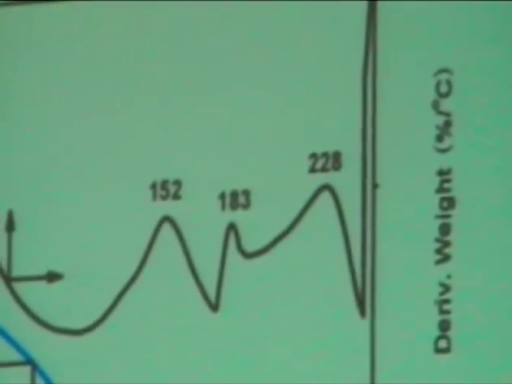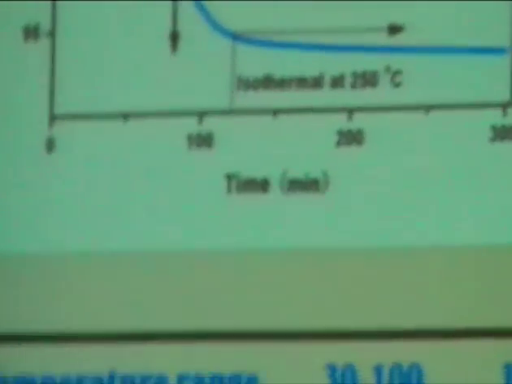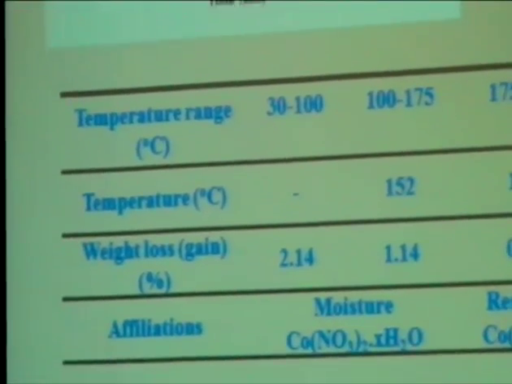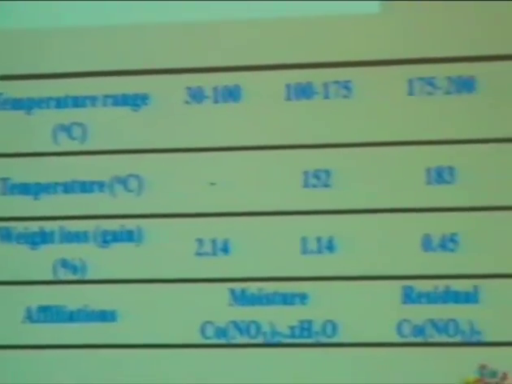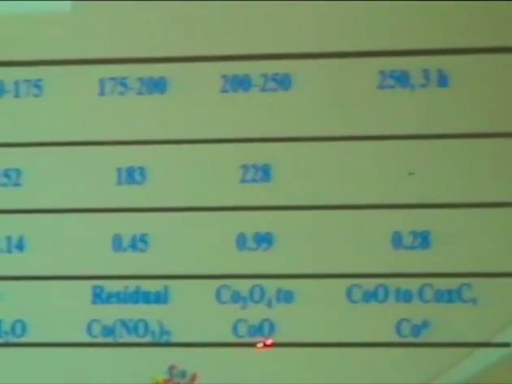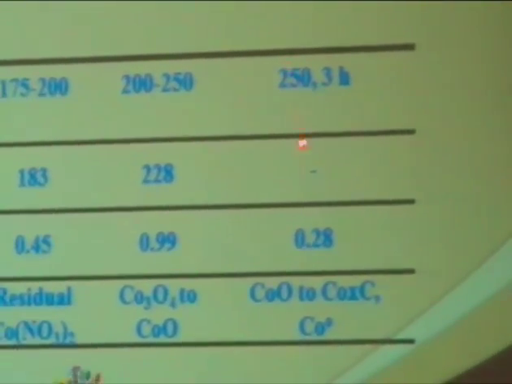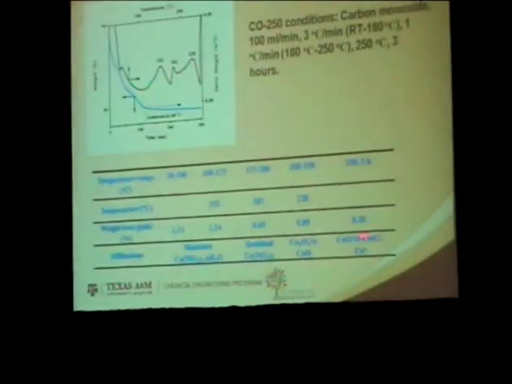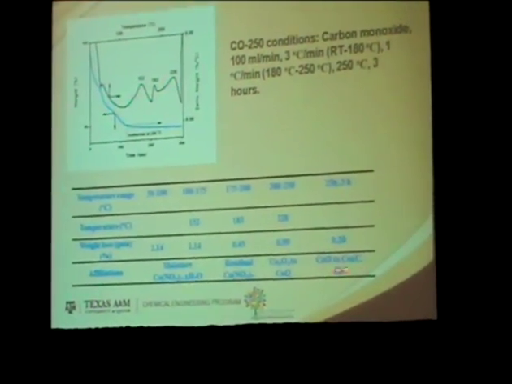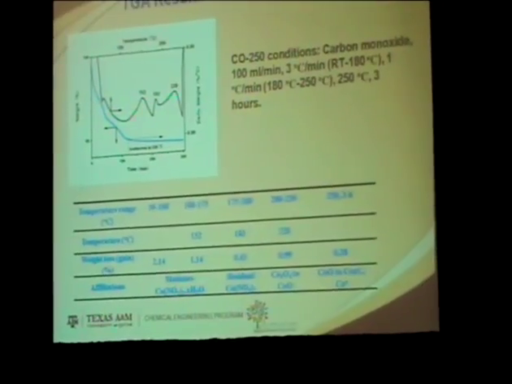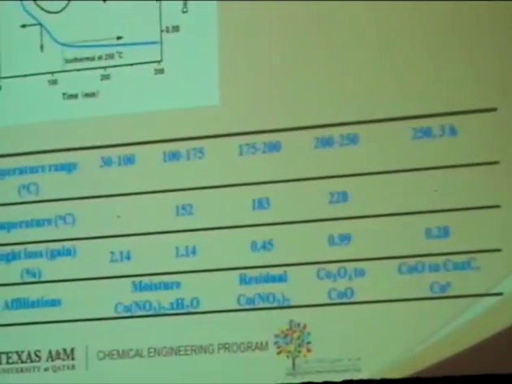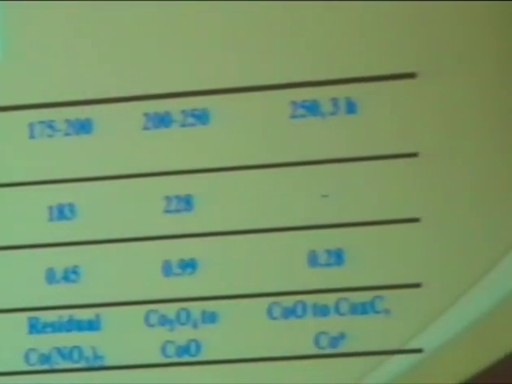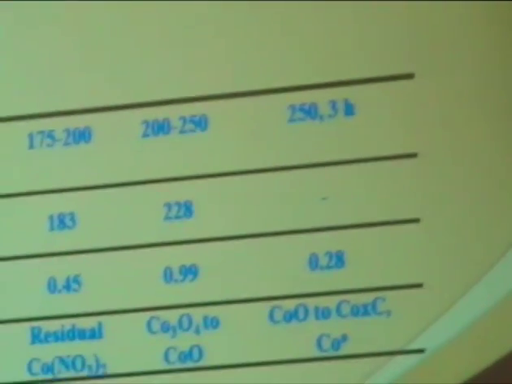And we attribute these peaks to moisture removal, some cobalt nitrate decomposition, and then eventually at higher temperature, Co3O4 to cobalt oxide, and during 250 for 3 hours, we have conversion to carbide and metallic cobalt, which of course is supported by XRD results, all right? I don't have any evidence from TGA that I'm making this species.